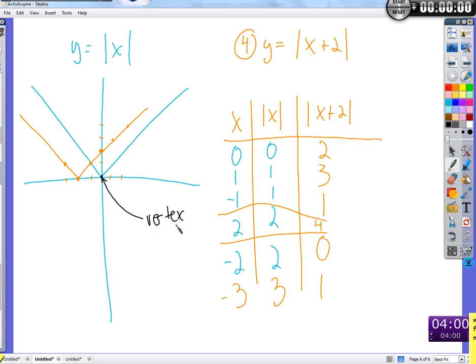But that makes sense because if we're going to add 2 and we want to figure out what number would have to go in here in order to get 0, an input of 0 so that we get an output of 0. What number do you have to put in so that when you add 2, you get 0? Negative 2. So to recreate this shape, you have to go to the left 2 to recreate this graph. You go to negative 2 so that when you add 2, it's 0, and now you have your output of 0 for the vertex.